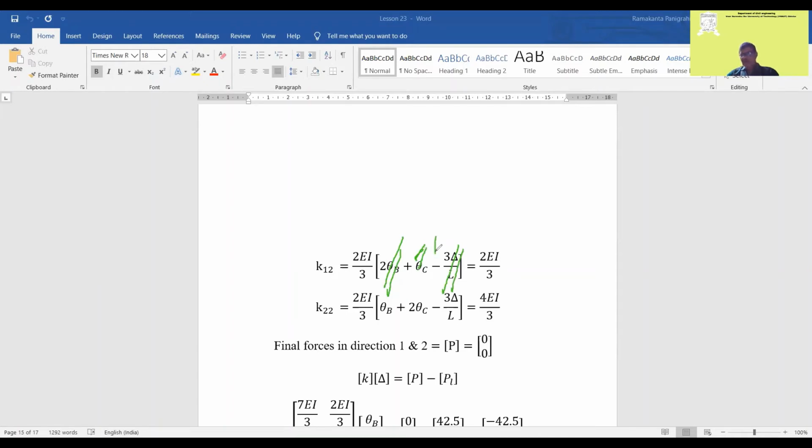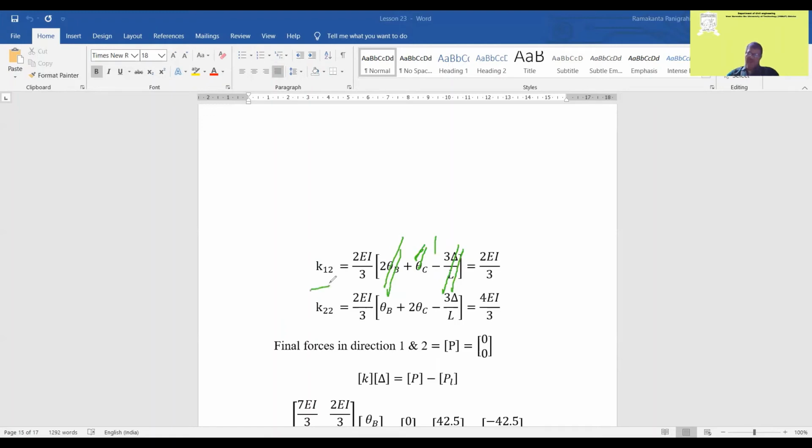Wherever you apply the unit rotation or displacement, that value is equal to 1, all others are 0. In the direction where you apply either unit rotation or unit displacement, that value remains 1. All other coordinates will be locked, that means they will be 0, and calculate the stiffness.